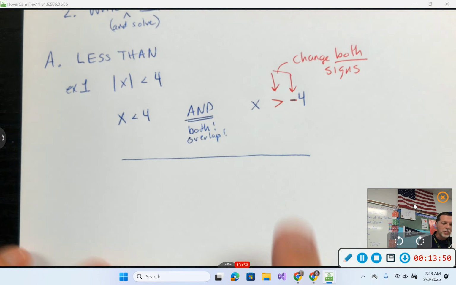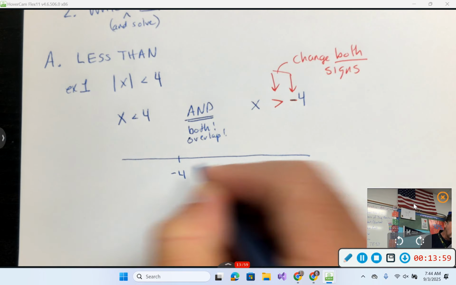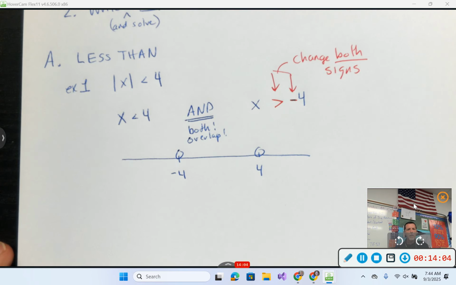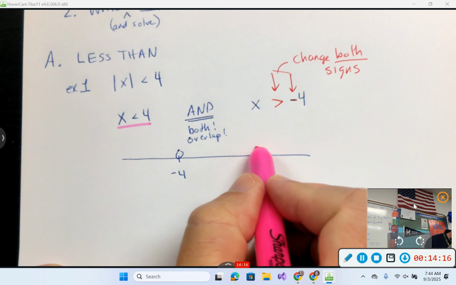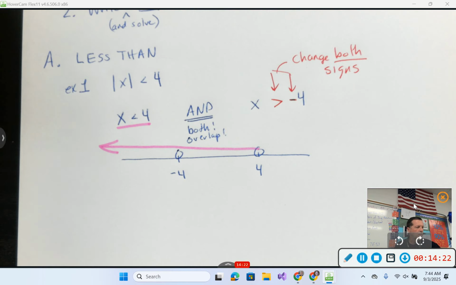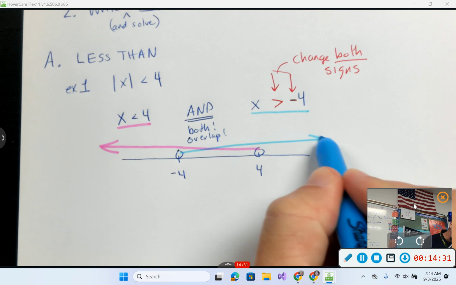Okay, this may seem simple, but make sure you put those in the right spot on the number line relative to each other. Make sure negative 4 is left of 4. Both open circles. Okay, let's color code this. So less than 4 means we'll start at 4 and go that way. Everything less than 4. Greater than negative 4 means we'll start at negative 4 and go that way.